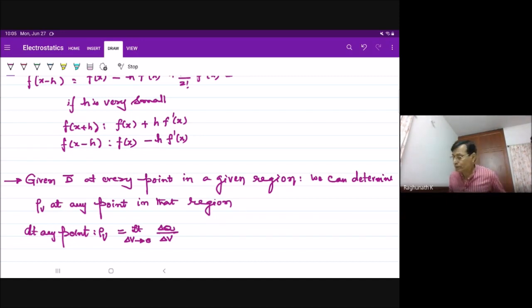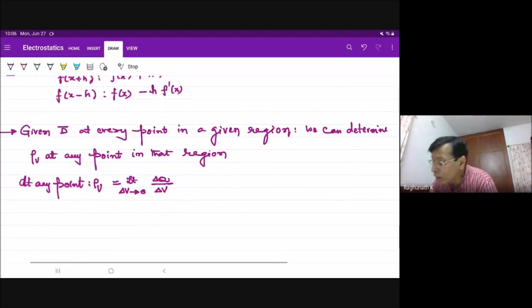At any point, if I know that there is charge density, I will calculate the volume charge density by considering, because at any point I can only consider a differential volume, an infinitesimally small volume around that point. Look at the charge inside, divide by delta V. Maybe I will draw it as a big volume.